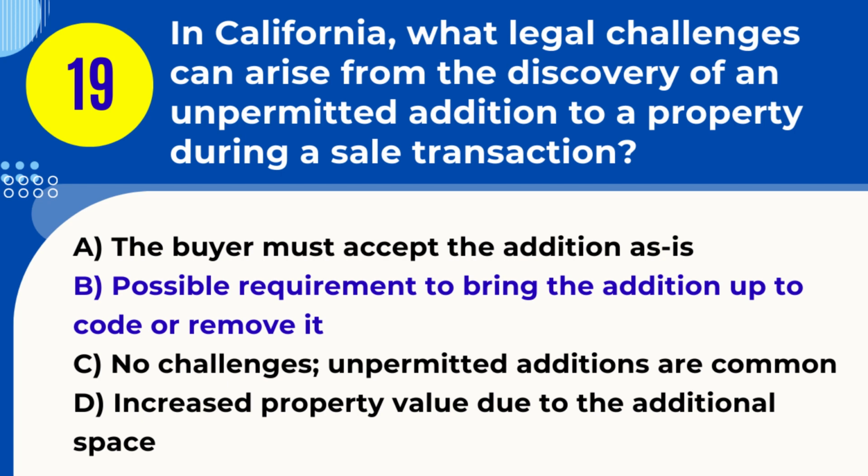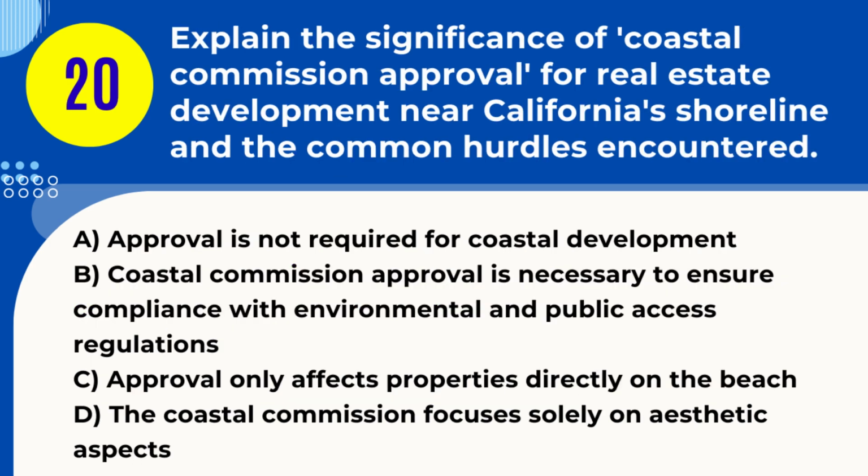Answer. B. Possible requirement to bring the addition up to code or remove it. Explanation. Discovering an unpermitted addition during a property sale in California can pose legal challenges. The addition may need to be brought up to current building codes or removed, and there could be implications for property taxes and insurance.